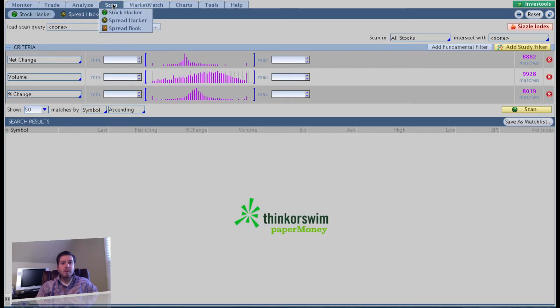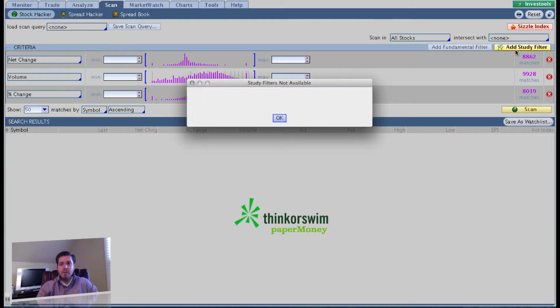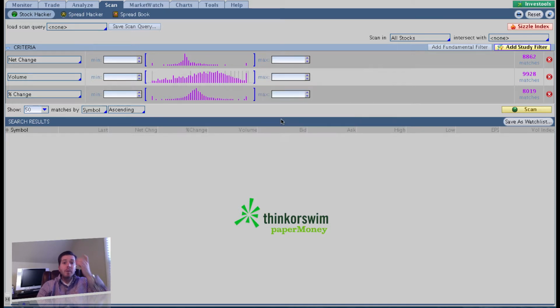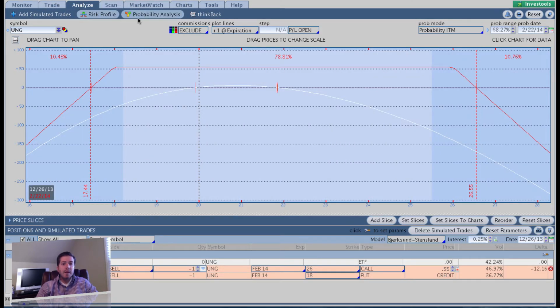And another really big bummer is if you want to scan using study filters so that you can incorporate IV percentile into your scan. You see here, study filters only allow scans based on predefined or custom studies. Study filters are only available in live trading platforms, so you aren't going to be able to do that in a paper money account. Those are just two side notes unrelated to this particular video. Just thought I'd mention them though. So let's get back to the topic at hand.